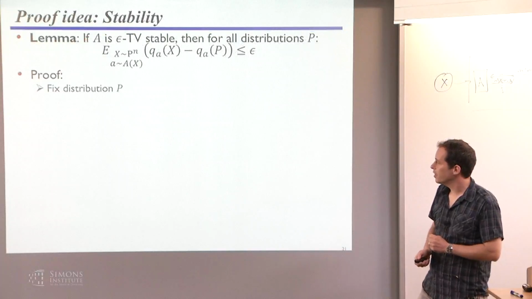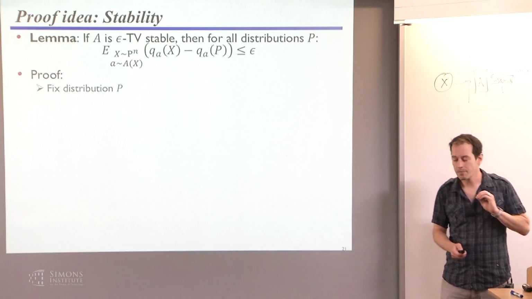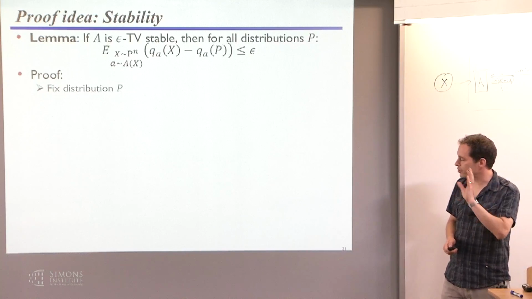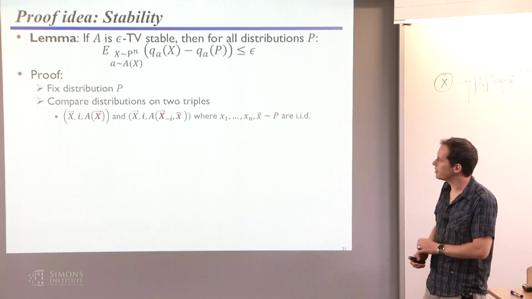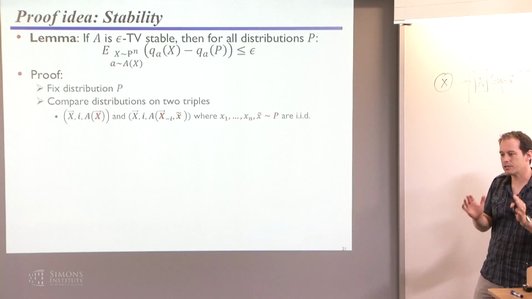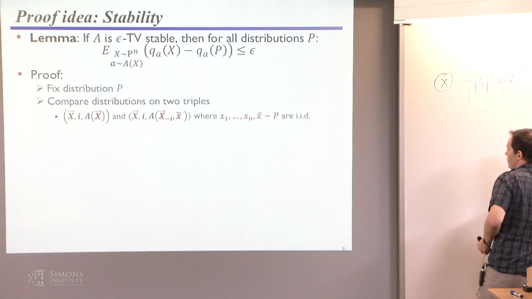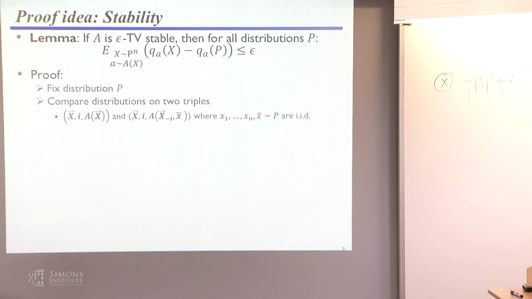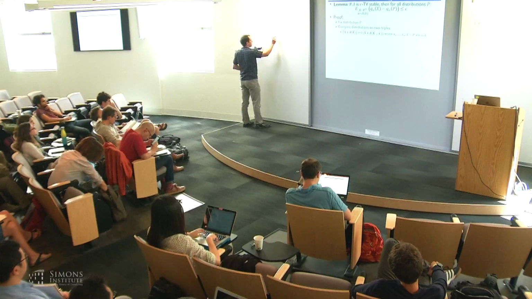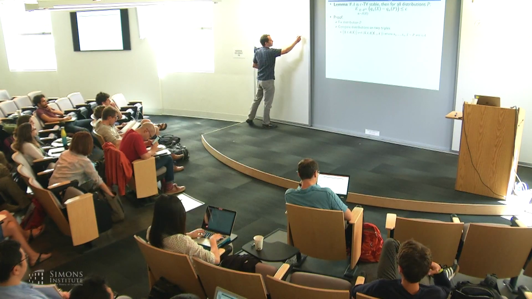Here's the proof. First, let's fix the distribution P without loss of generality. So the analyst chooses that. We'll just condition on P being whatever it was. And we're going to compare the two distributions on two triples of values. The first triple is our data set together with a random index I. So I've got my data set X, I've got an index I, and then I've got A of X.